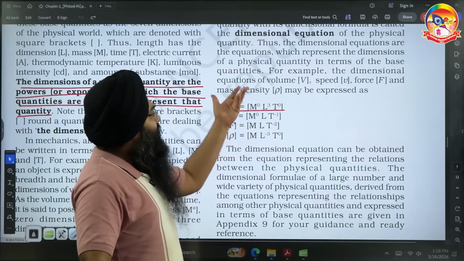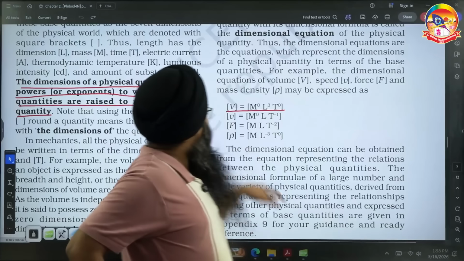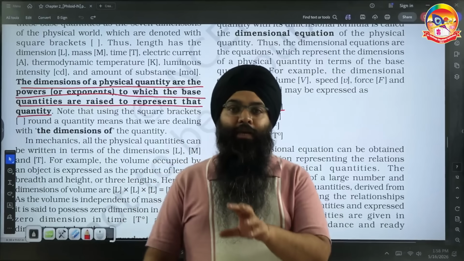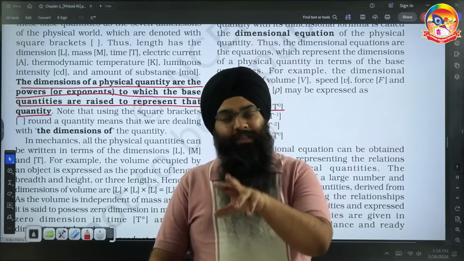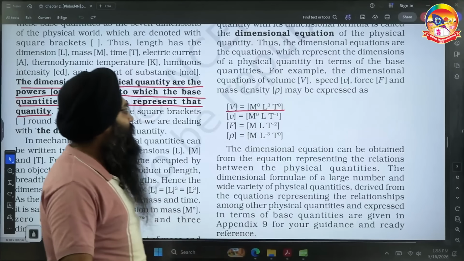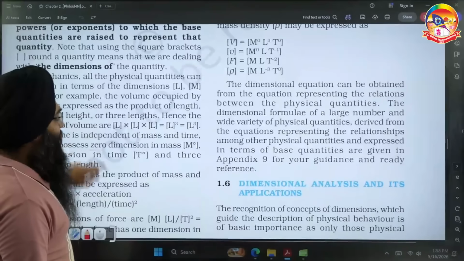In the same way, we can represent the dimension of all the quantities if we know the formula. Suppose we know the formula of force. Force is mass into acceleration. Mass can be written as M. Acceleration is length upon time squared, so L T^-2. So we'll get M L T^-2. This is how we can write the dimensions of different physical quantities.